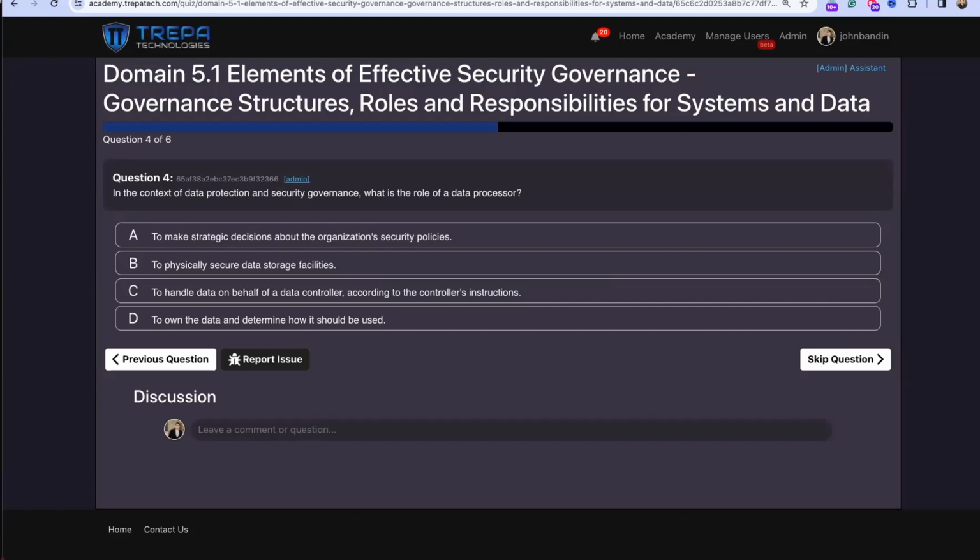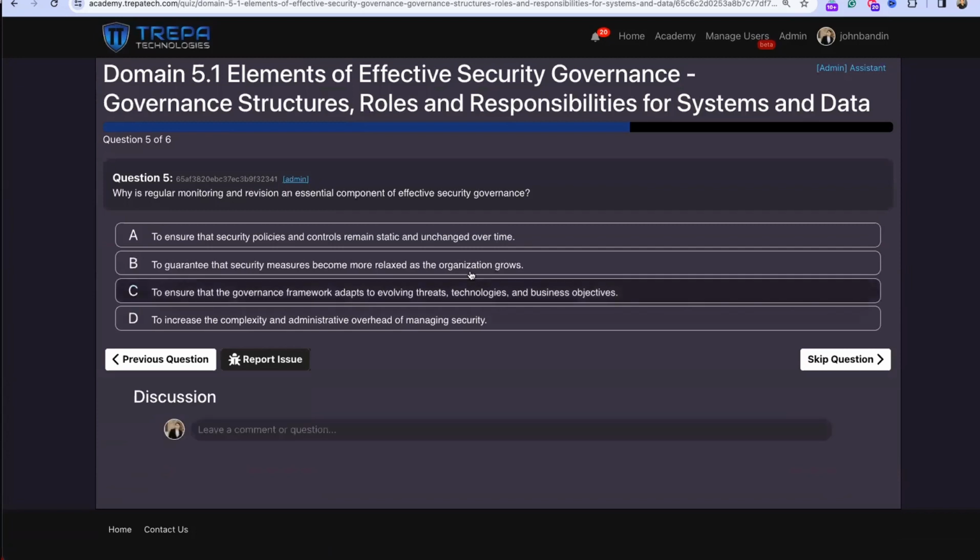Question 4. In the context of data protection and security governance, what is the role of a data processor? Again, remember, that's kind of like that third party. That's to handle data on behalf of a data controller according to the controller's instructions. Question 5. Why is regular monitoring and revision an essential component of effective security governance? That's going to be C, to ensure that the governance framework adapts to evolving threats, technologies, and business objectives.